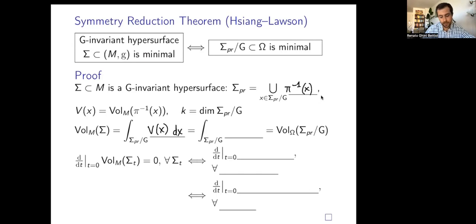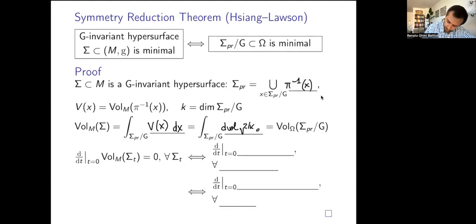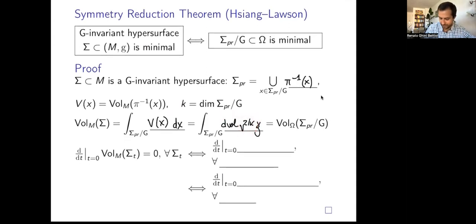Now, I can push this V into the measure, right? I can push this into dx by changing the metric, making it a conformal metric. And that's exactly the reason why we have the conformal factor there. So if you look at the volume form of the metric V to the power 2 over K times G check, then this conformal factor comes out with a certain power that is exactly K over 2, since K is the dimension of sigma principal part mod G. And so I get exactly V.